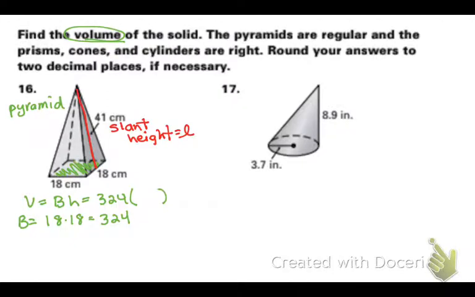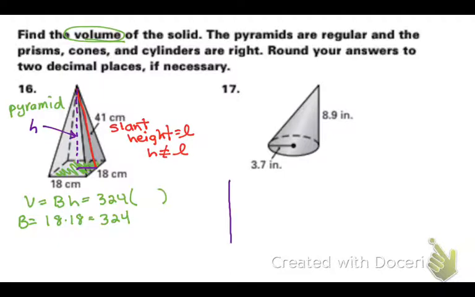And H and L are not equal. H, and I'm going to use yet another color, H is the vertical line that goes down the middle of the pyramid. This is H. So the question becomes, how do we find H when we only know L? And hopefully by this point, you have an idea of where we might be going. When in doubt, you draw a triangle.